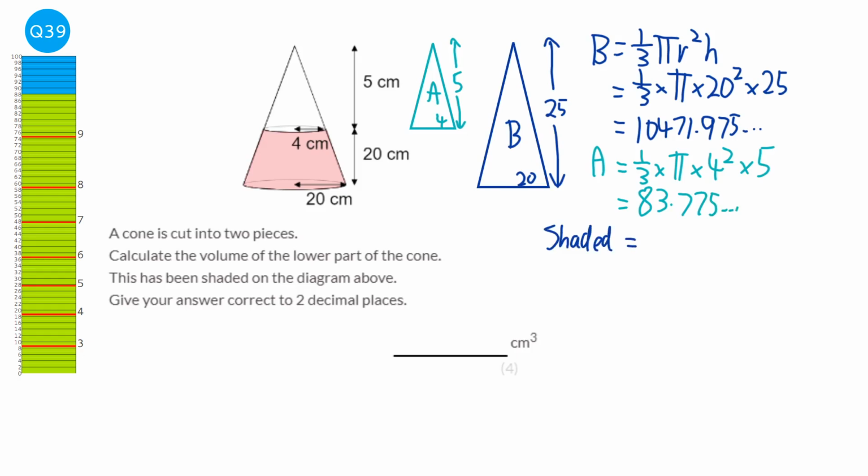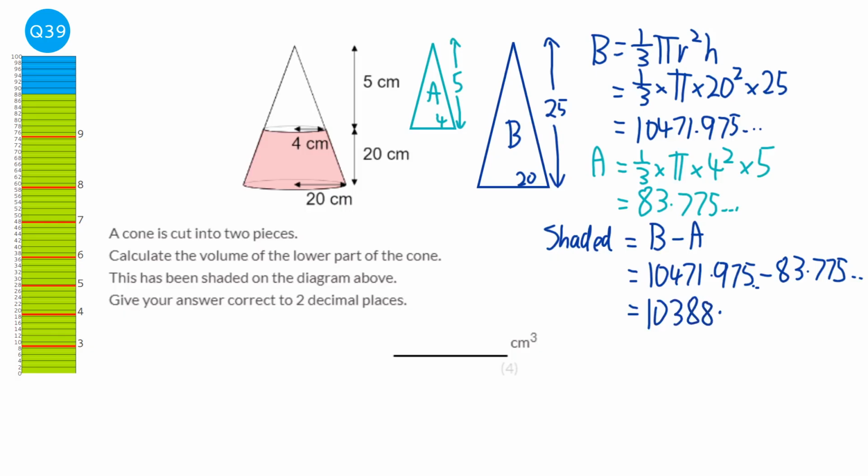So to work out the shaded bit, we're just going to do the volume for B, take away the volume for A. So it's going to be 10,471.975 take away 83.775. And all those I'm going to keep in the calculator to keep the accuracy. And that gives us 10,388.199..., and to 2 decimal places, it's going to be 10,388.199.